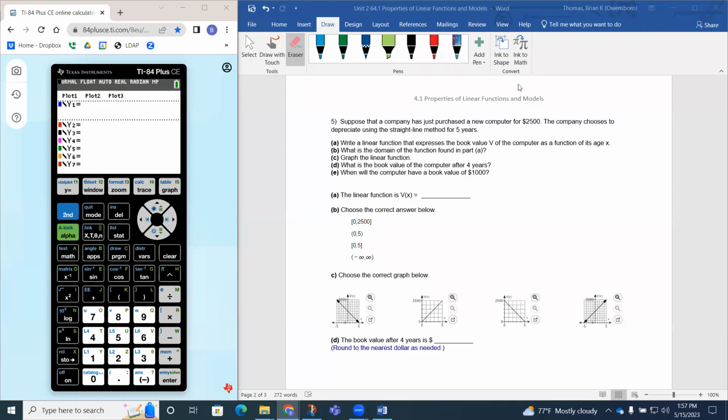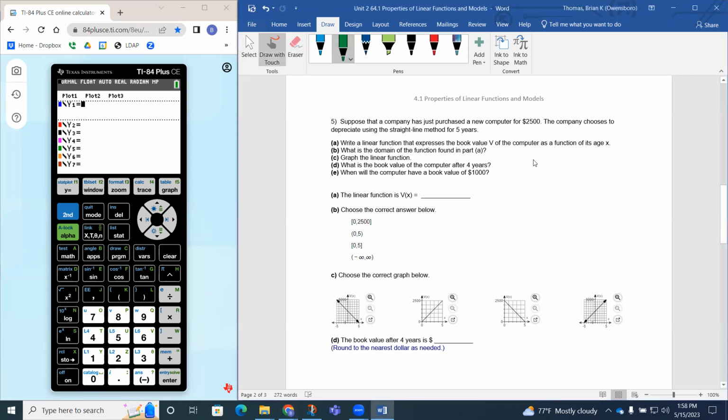So question 5, suppose that a company has just purchased a new computer for $2,500. The company chooses to depreciate using the straight line method for 5 years. So write a linear function that expresses the book value V of the computer as a function of its age. So we'll start there with that, writing the linear function.